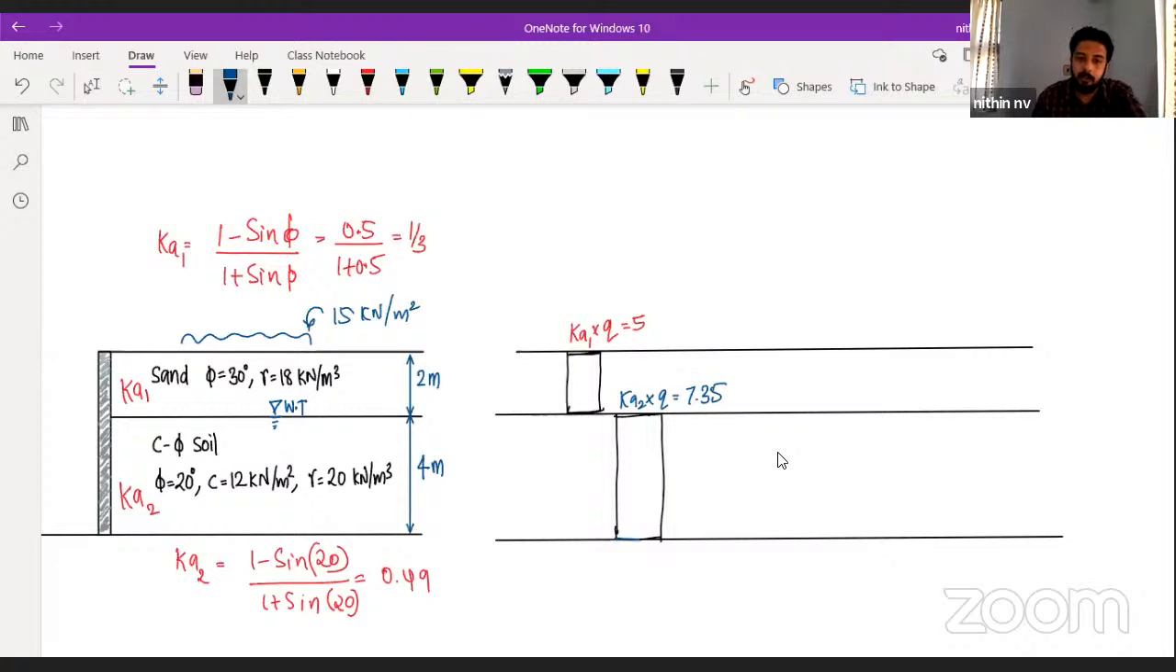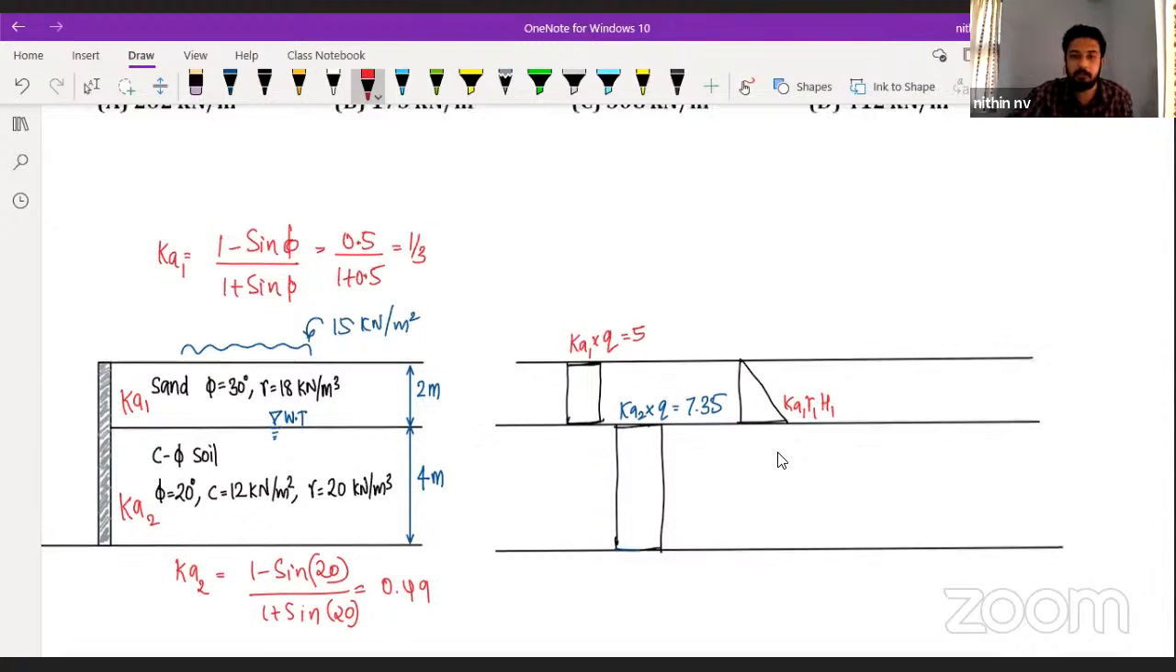Now for the first soil, we have to draw due to the weight of the soil. So how will it come? Ka into gamma into H. So it will come like this. That will be Ka into gamma into H. Ka means Ka of the first layer, gamma of the first layer, H of the first layer. We are drawing one by one. Separately I'm drawing. I'm not going to draw everything together.